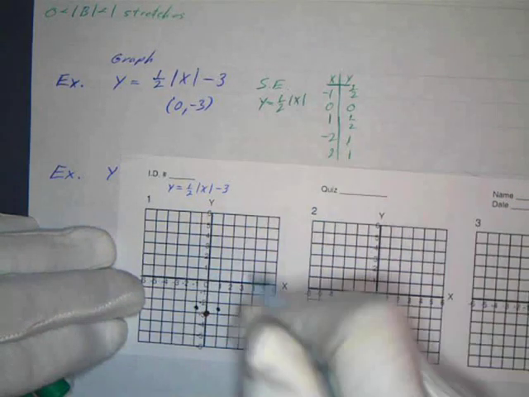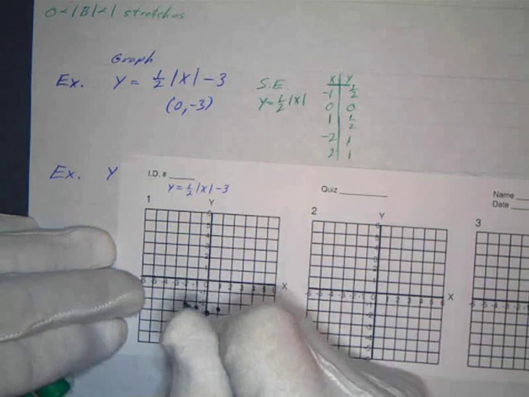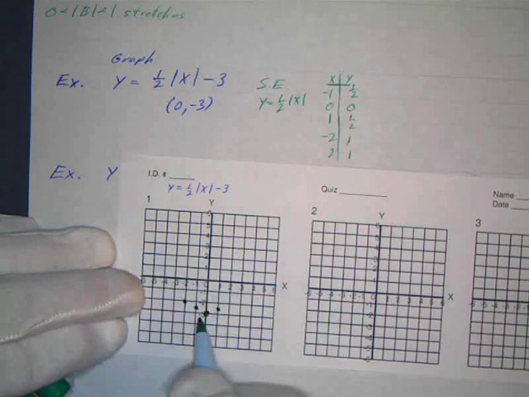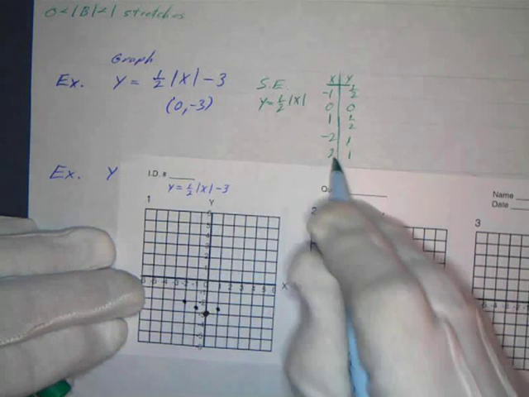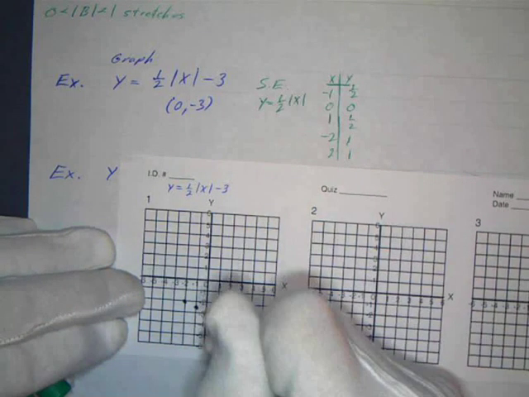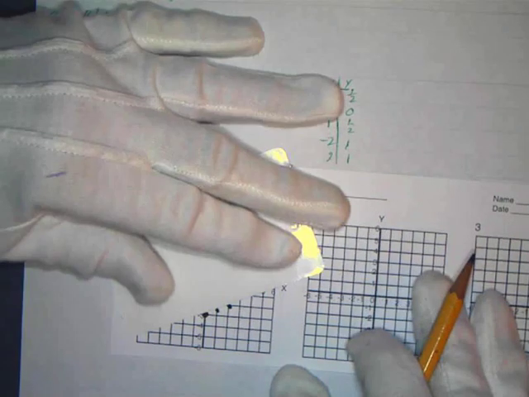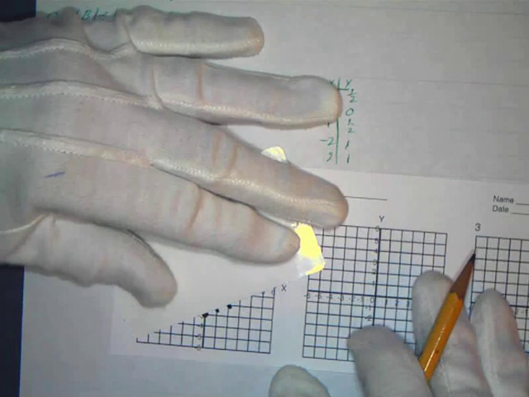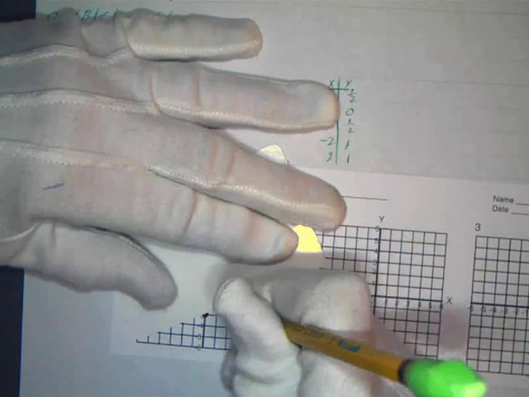Or I could go negative 2, and up 1 from the 0, 0. Now we're going from 0, 0. Or I could go positive 2, or right 2, and up 1. And there's enough points there, and then you get your straight edge. Always make your line straight. And I know my slope is going to be 1/2, so I can check some points over here.